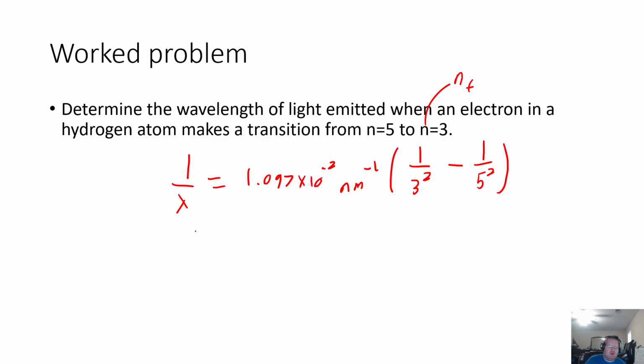And we're going to get here that 1 over wavelength, note we're not done yet, we don't have wavelength by itself yet, is 7.801 times 10 to the negative fourth inverse nanometers. Note that in this problem, you don't have any measurements that are anything other than exact. N equals 5 and n equals 3 are exact numbers, so I'm not too stressed about significant figures. Just don't round your number to like 8 times 10 to the negative fourth or something like that.